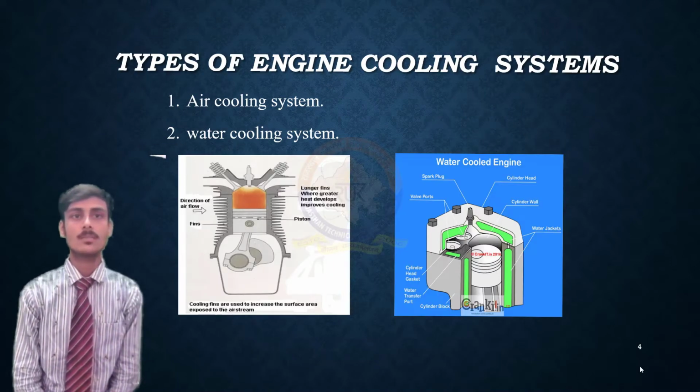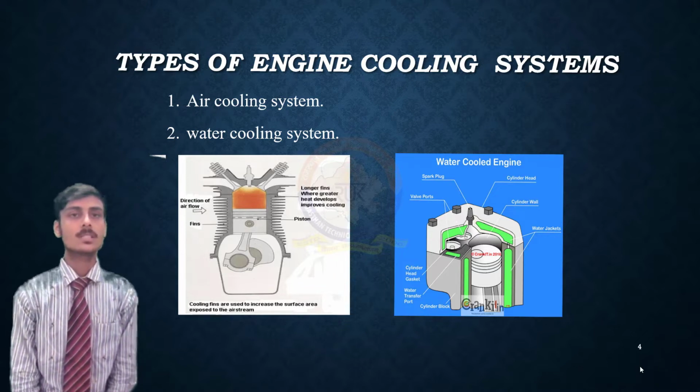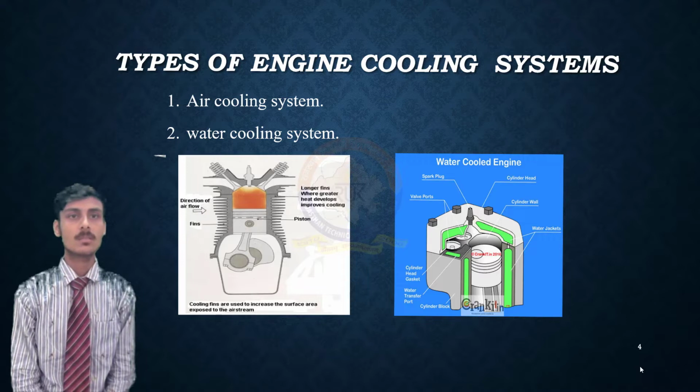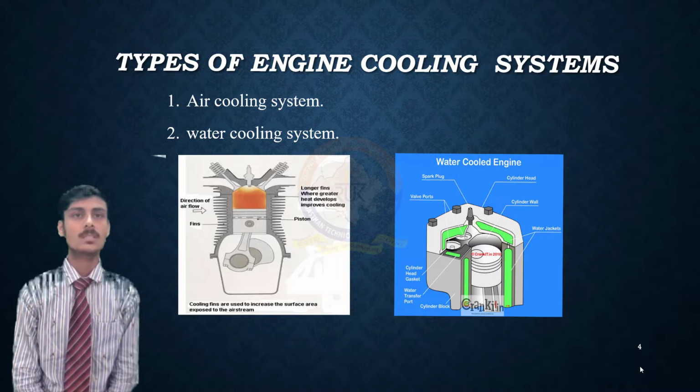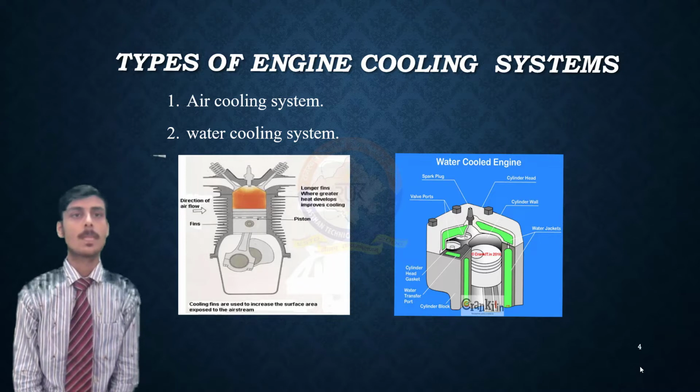Now, there are two types of engine cooling system. The first one is the air-cooled engine cooling system, and the second type is the water or liquid cooling system. Here you can see in this diagram, the first one is the air-cooled engine cooling system, and the second one is the water-cooled engine cooling system. In the first diagram, you can see the fins play an important role in cooling, whereas in the water cooling system, a radiator, a compressor and a pump play an important role. This is a brief intro about these two types. In the upcoming slides, we will learn more about these two types of engine cooling systems.